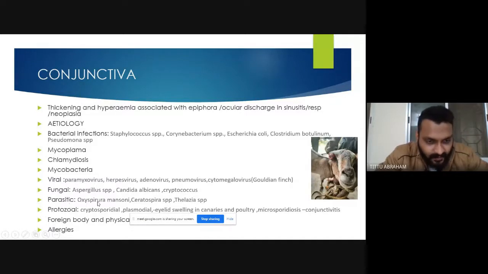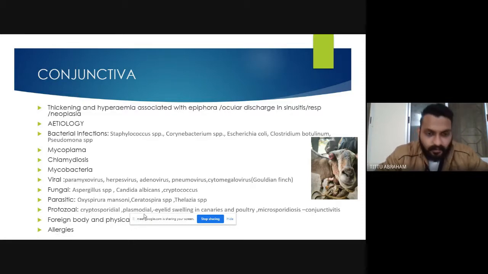Oxyspirura mansoni, Ceratospira, and Thelazia, these are worms. It is most commonly seen in pheasants and galliforms, that is in poultry, and in very few, especially large birds like macaws and grey parrots, may get this eye worm. You can see that the eye worms are actually moving. Next is the protozoal infection, Cryptosporidium infection, plasmodial infection.